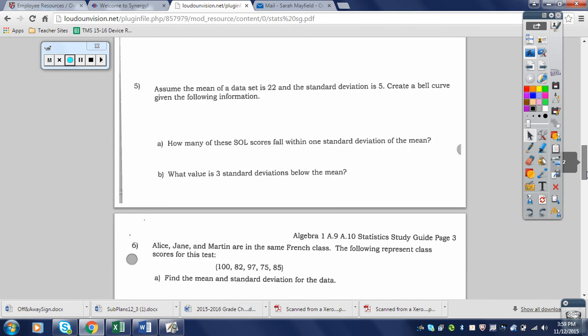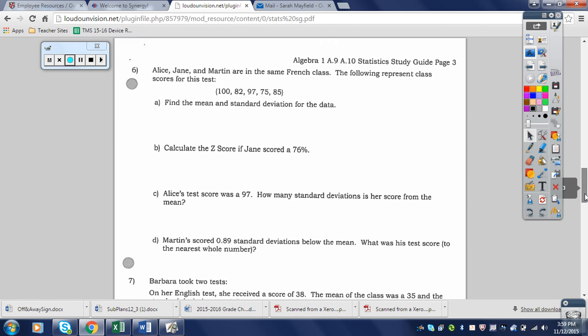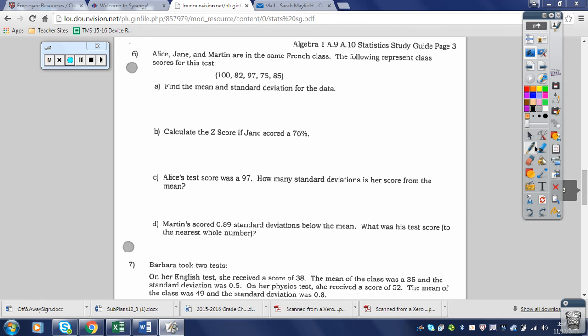Let's now look at another one. Let's talk about this problem. I'm not going to do all of it, but I am going to do some of it. So I want to do letter D, but we'll also talk about C here real quick too. It says find the mean and standard deviation of the data. So I have to find the mean first and the standard deviation. So I'm going to open up my calculator.